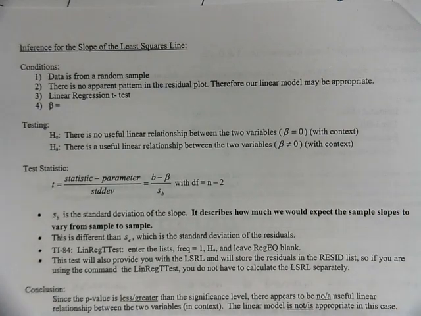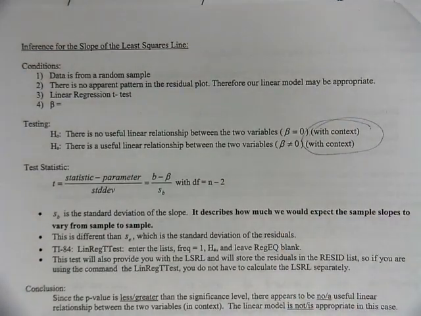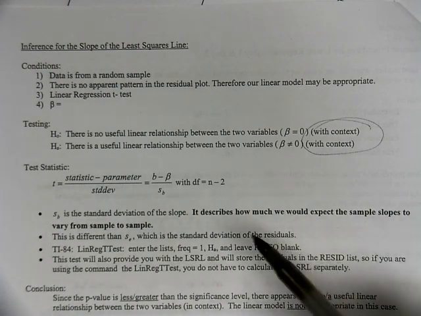Again, we very rarely go positive, negative. It's usually just, is there a relationship, is there not a relationship? Always provide these with context, just like we did in Chapter 12 with the independent. Give me the 2 variables.